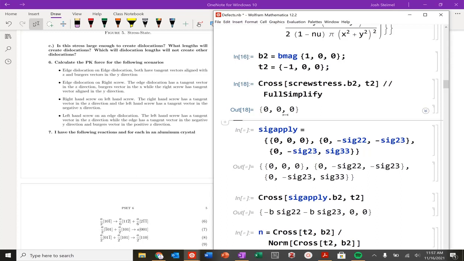Left hand screw on an edge dislocation. So for the left hand screw, again, it's still the same screw stress here, but now I'm dealing with an edge tangent vector in the negative Y. So negative Y, that's my tangent vector, and a Burgers vector in the positive Z direction. So 0 here, and again, nothing going there. So that is it. Excellent.